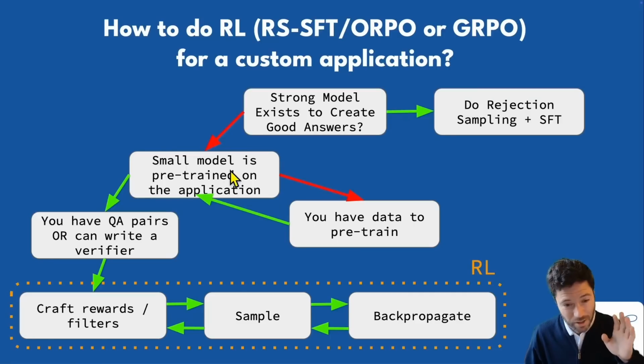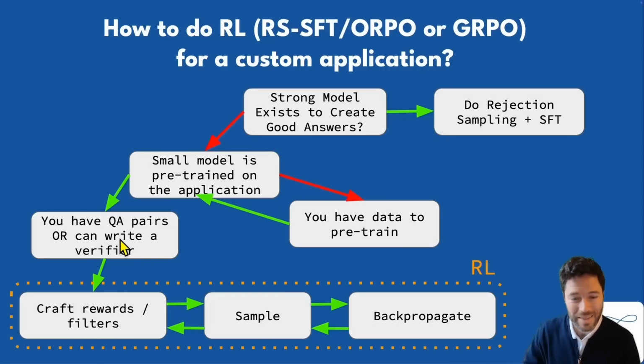And by the way, that's not a trivial thing to measure, but let's assume you do that. So you now have a model that's well pre-trained. Now you need to ask, do I have question-answer pairs or can I write a verifier? Because these are the things you're going to need if you want to do rejection sampling or if you want to do GRPO. And if you don't, you'll have to figure out a way to get these, either generate them through human methods or synthetic methods.